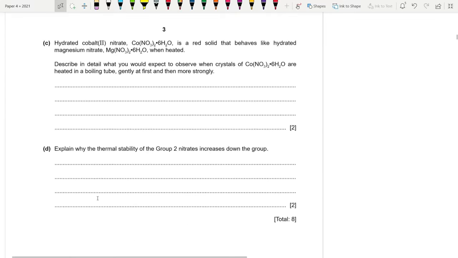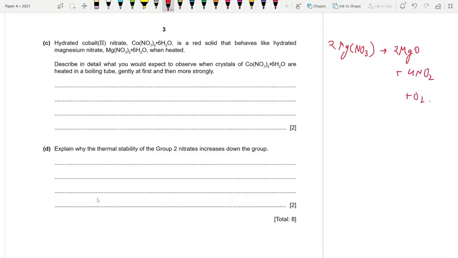Anyway, number C: hydrated cobalt nitrate is a red solid that behaves like hydrated magnesium nitrate when heated. Describe in detail what you would expect to observe when crystals of cobalt nitrate, 6 waters of crystallization, are heated in a boiling tube gently at first and then more strongly. You guys know that in general, a group 2 nitrate forms the metal oxide, NO2, the brown gas, and oxygen gas, okay?